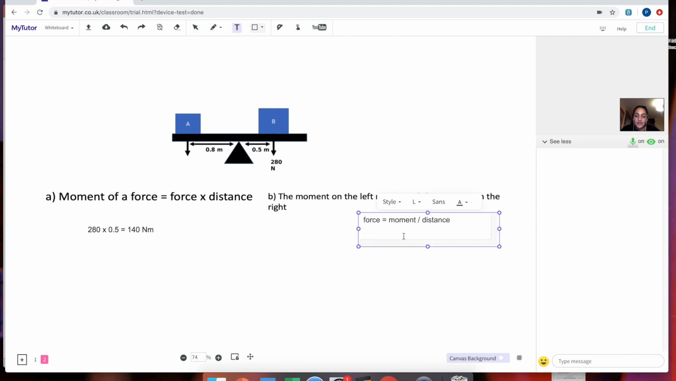Now, we can substitute in the values that we have. So force equals moment, which is the moment that we've just found out, 140, divided by distance, which is 0.8. When we divide them by each other, we get that force on the left is 175 newtons.